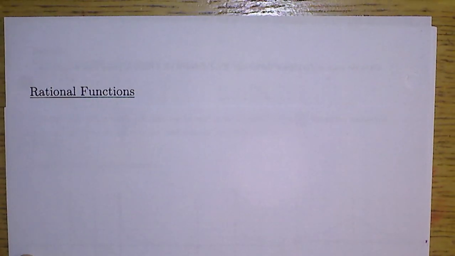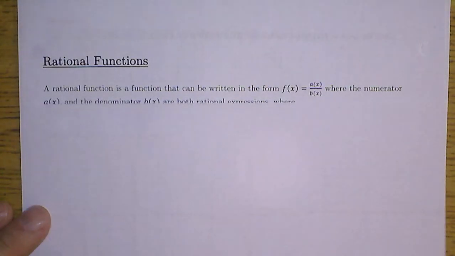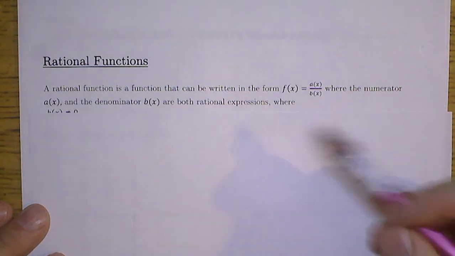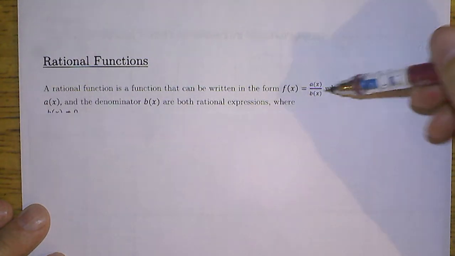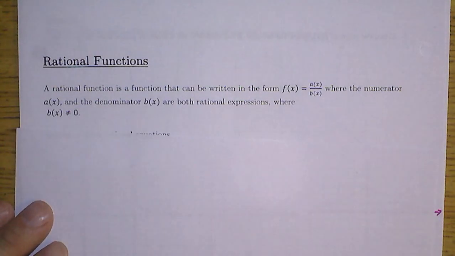Rational functions. You may recall, rational in many circumstances means fraction. So a rational function has some sort of fraction element to it. A rational function is a function that can be written in the form f of x is equal to ax over bx, where the numerator and the denominator, ax and bx, are both rational expressions. But it's really important that we don't have bx equal to 0.